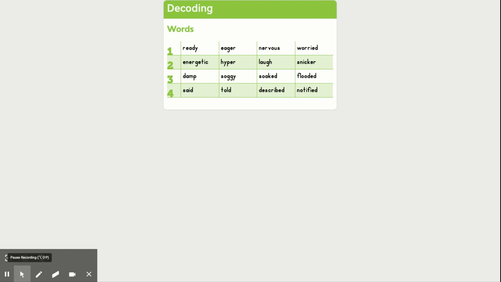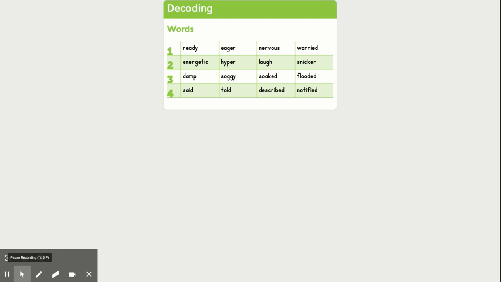Line 4, the first word is said. That's one syllable. Second word is told, also one syllable. Third word is described. And the fourth word is notified. Notified. Okay, line 4 is talking about ways of talking.